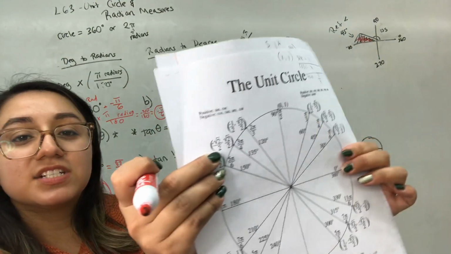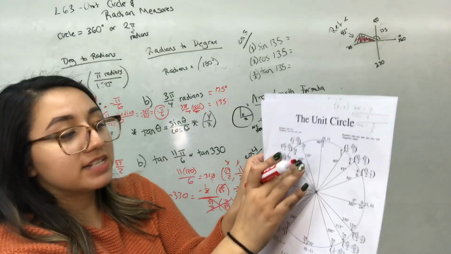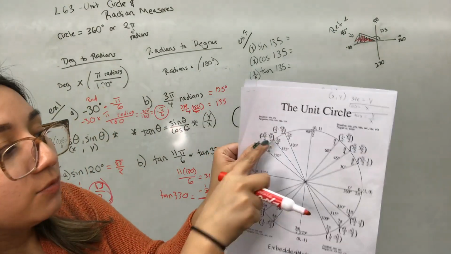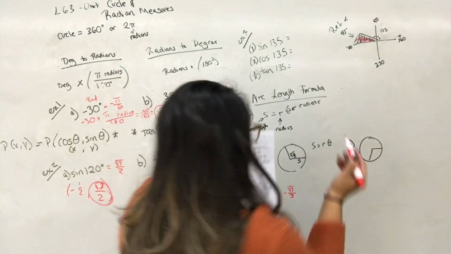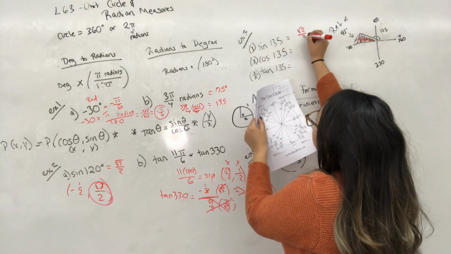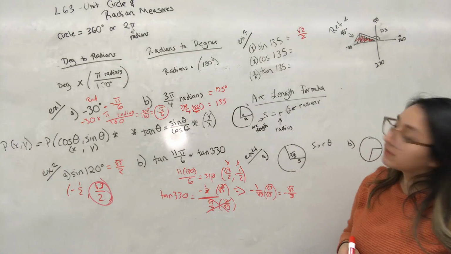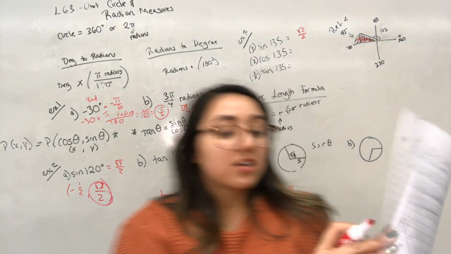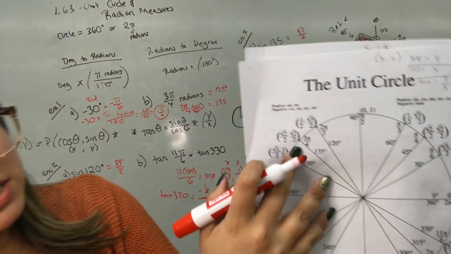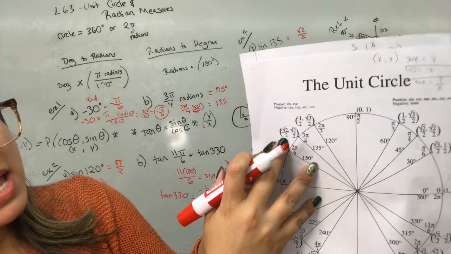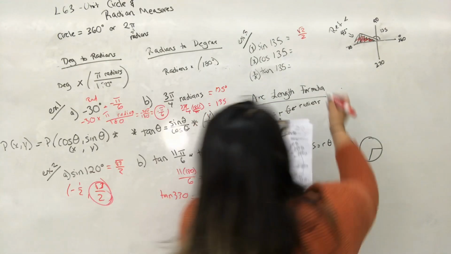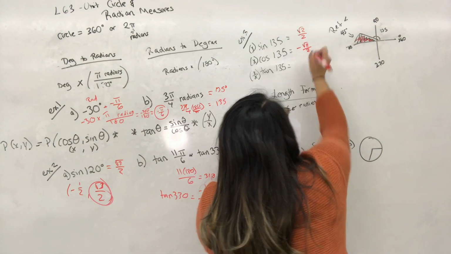So sine is considered the y coordinate. So if we have sine of 135, we have this coordinate here. We look at the y coordinate. That would be radical 2 over 2. And that's your sine. Cosine, again, for 135 is considered that terminal point here, that coordinate. And that is negative radical 2 over 2.